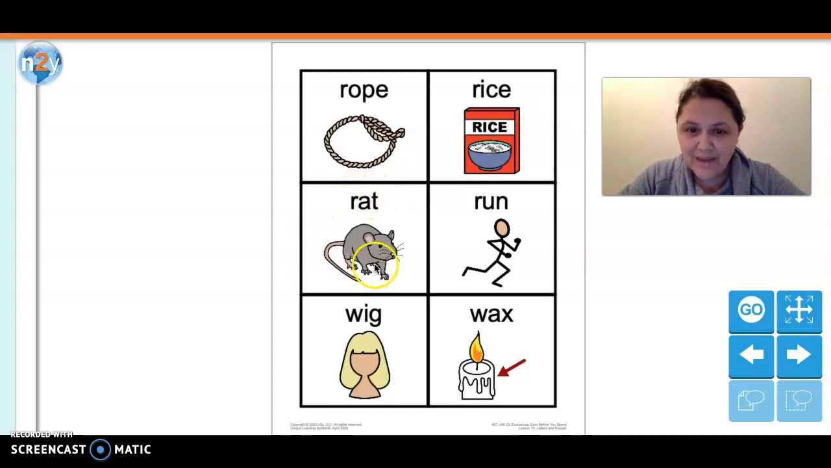The next word we have is rat, rat. I get a little scared when I think of rat. And the last word we have is run, run. All right, so those are our 4 words that we have. And see if you can find a few things around your house that start with the letter R.